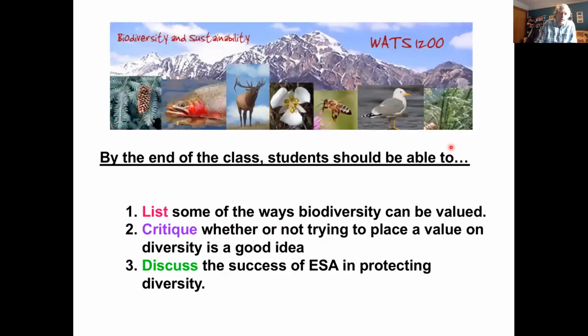So by the end of this class, you should now be able to list some of the ways biodiversity can be valued, critique whether or not trying to place a value on biodiversity is a good idea, and three, discuss the success of the ESA in protecting diversity.